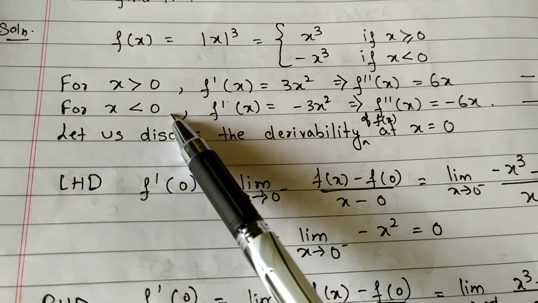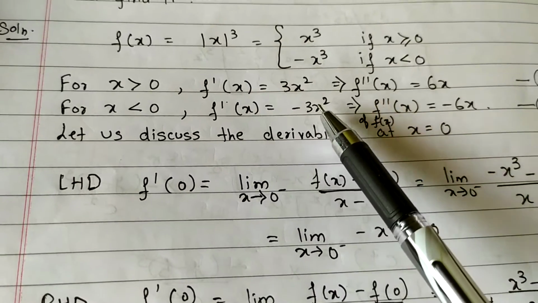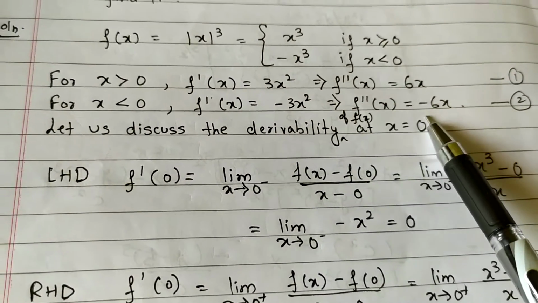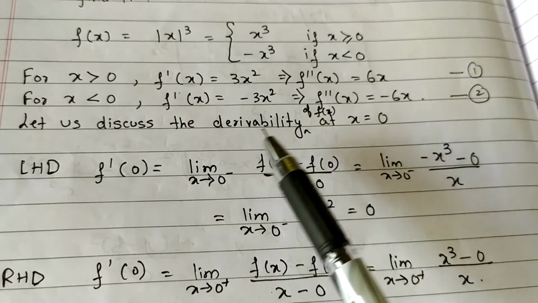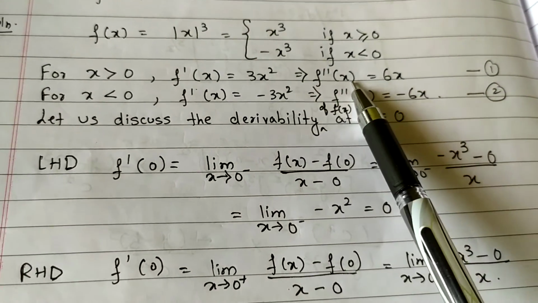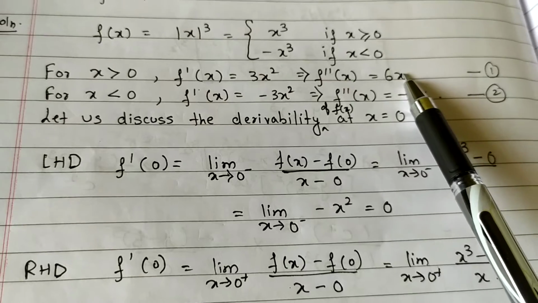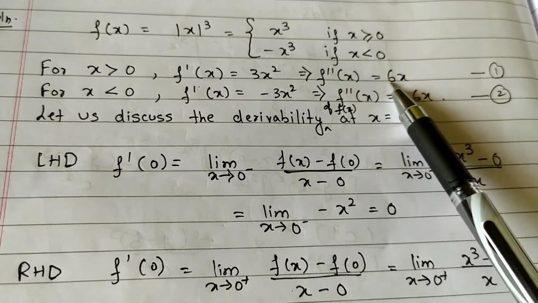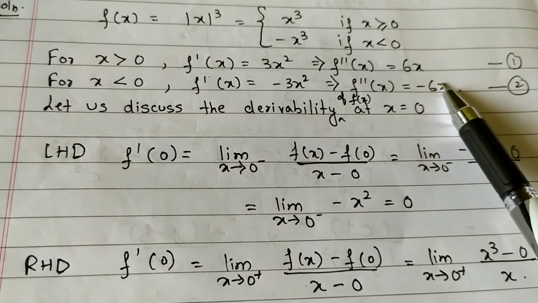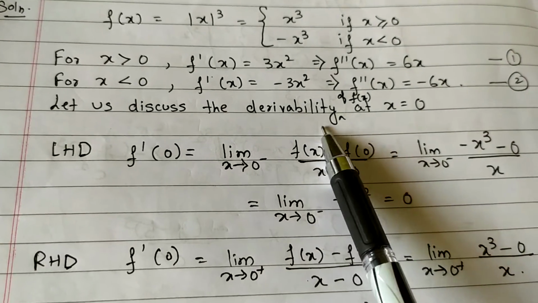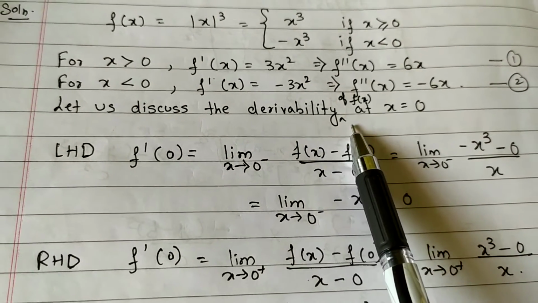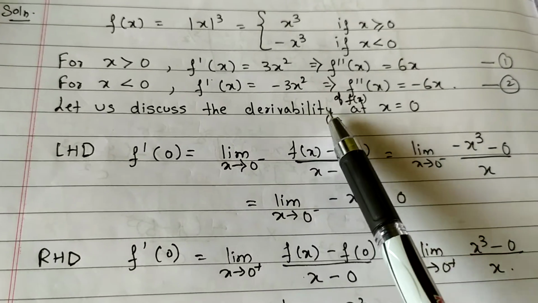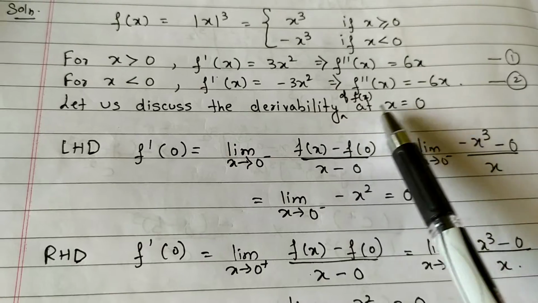For x less than 0, f dash x is minus 3x square, which implies f double dash x is equal to minus 6x. So that means for x greater than 0 and x less than 0, the function is differentiable, the double derivative being 6x and minus 6x. But what about the derivability of the function at x equal to 0? So let us discuss first whether f(x) is derivable at x equal to 0.